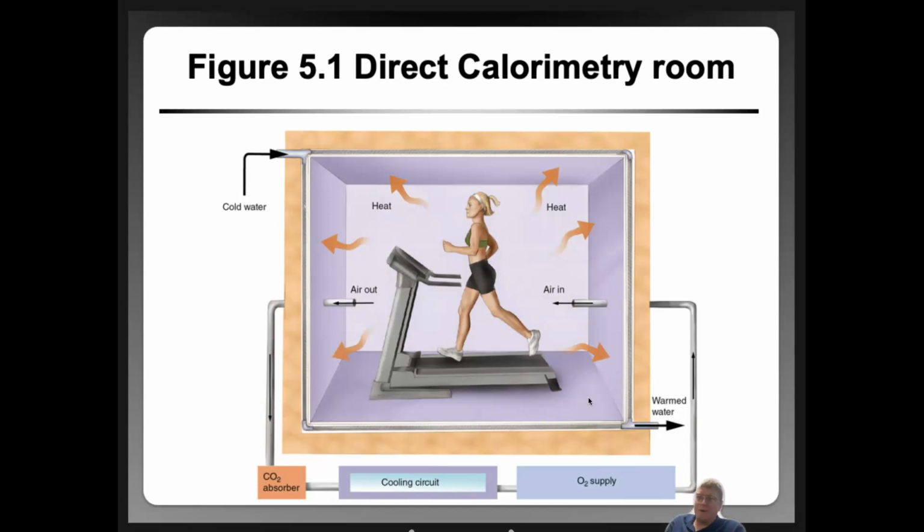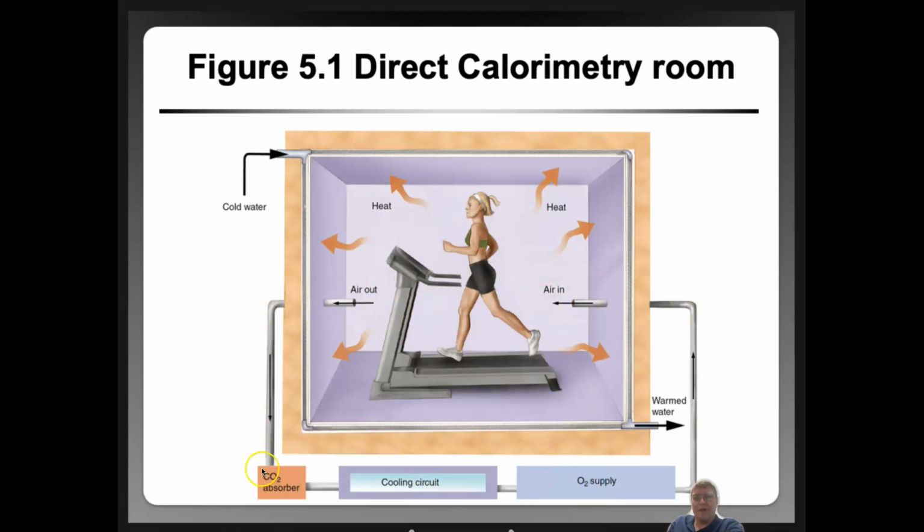Not very practical. There's a lot of things that can go wrong. But that's called a direct calorimeter. I don't even know how to pronounce it. That's how rarely this is used. So however much heat you have, has water going here. There's your air in and air out so you can breathe.